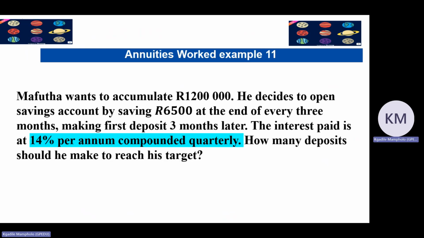As usual, highlight the key phrase. This is compounded quarterly. And then this will be done within a certain period. But we don't know the number of payments of 6,500 that Mafuta should make to reach the 1.2 million rand target.